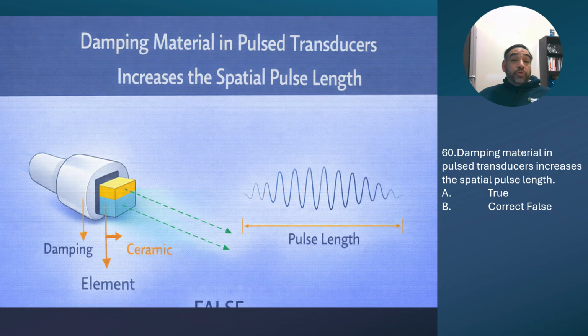But if the statement were true, and we're looking at the question from a different perspective, pulses would end up being longer. Axial resolution would just be the opposite. It would be worse. And that would defeat the purpose of damping. So damping improves axial resolution by shortening the pulses. And again, a clean concept: more damping, shorter pulses, shorter SPL. It also leads to broader bandwidth and then better axial resolution.